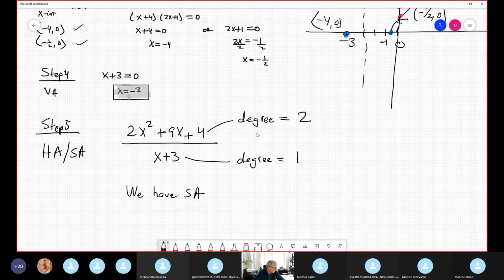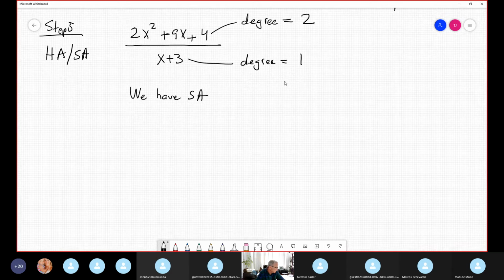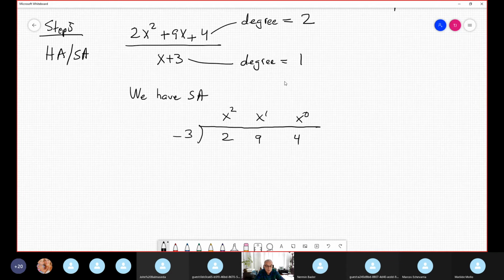For finding the slant asymptote, you will perform long division or synthetic division, either way. Let's do synthetic division because it's easy, I like that. This is x to the 0 power, this is x to the 1 power, this is x to the 2nd power: 2, 9, and 4. You divide by -3, the opposite sign to the factor, because it's the zero. Bring down the 2. Then -3 times 2 is -6, and 9 plus -6 is 3. -3 times 3 is -9, and 4 plus -9 is -5. The remainder is -5.